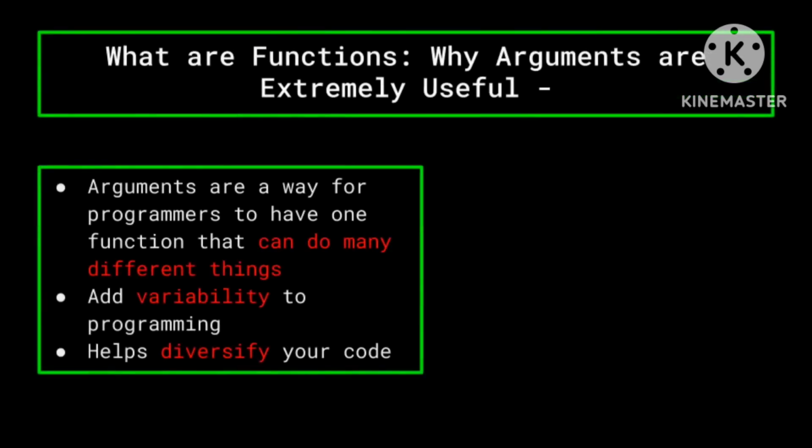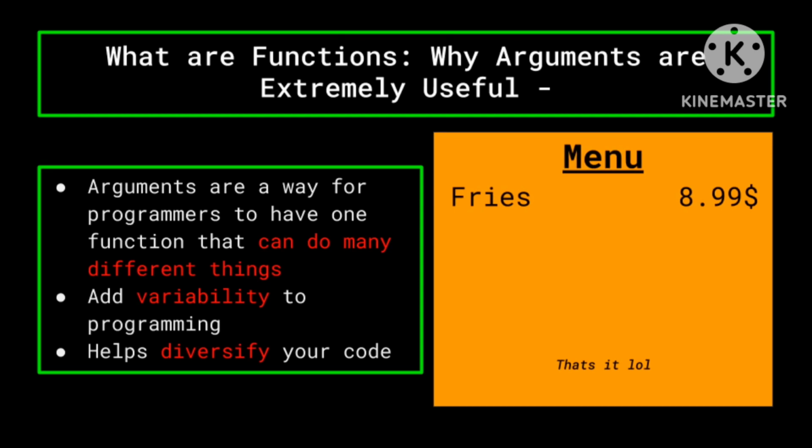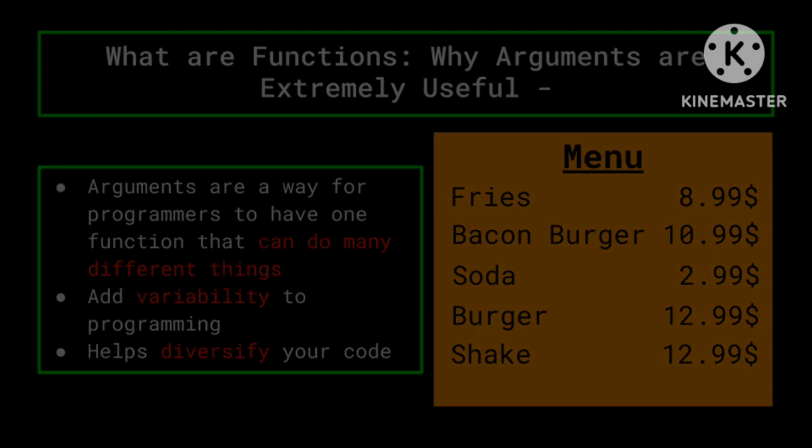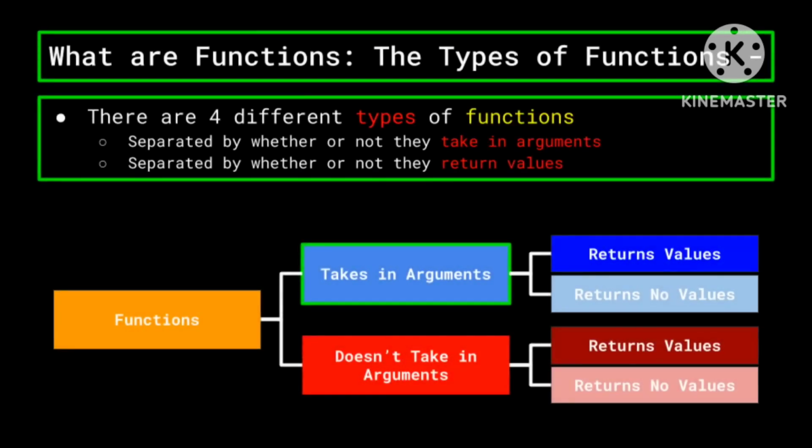Arguments are a way for programmers to have one function that can do many different things depending on whichever variables can be passed through. Arguments add variability to programming and can help diversify your code. Think of it like this. A restaurant that only allows one type of food to be made, regardless of what you order, isn't going to be very useful or diversified. But if we're able to pass in arguments and tell them which food we want, our experience can be heightened and more options can become available to us, which is exactly what happens when you start using arguments in your function.